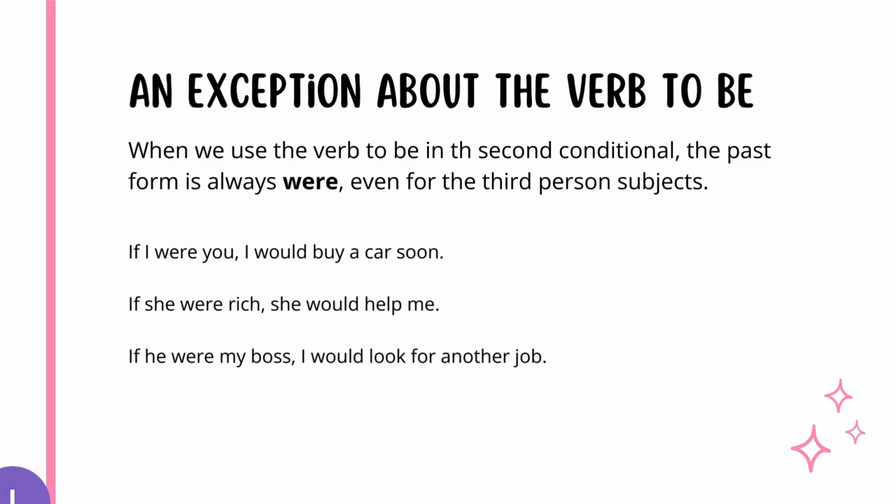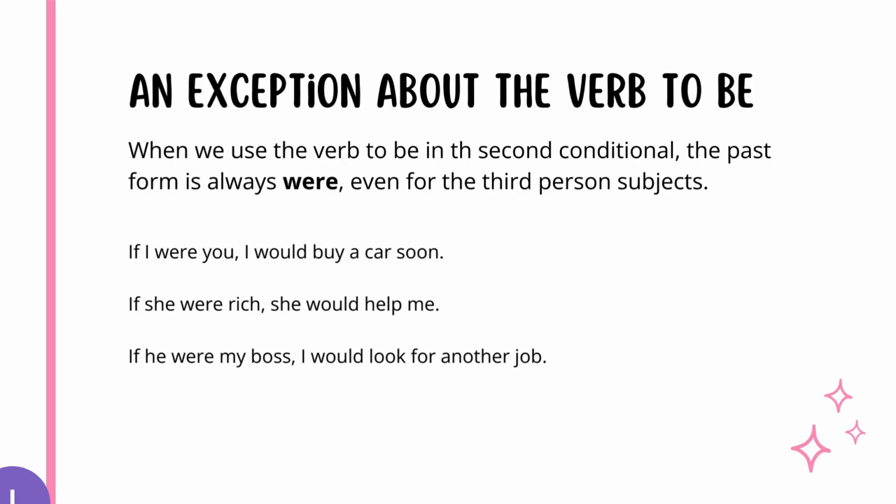An exception in the second conditional is the use of the verb to be. You know that the verb to be has two different forms in the past simple, was and were. When we use the verb to be in the second conditional, the past form is always were, even for the third person subjects, such as he, she, and it. Look at the examples. If I were you, I would buy a car soon. If she were rich, she would help me. If he were my boss, I would look for another job.